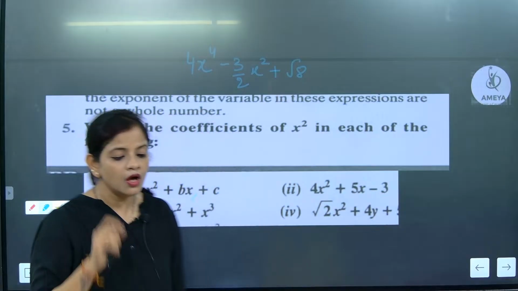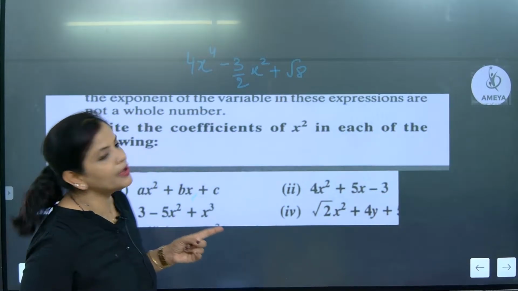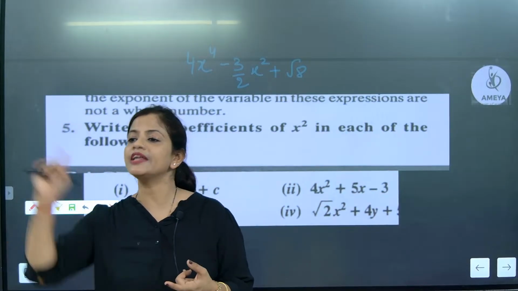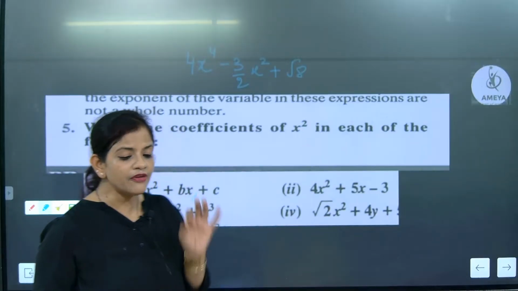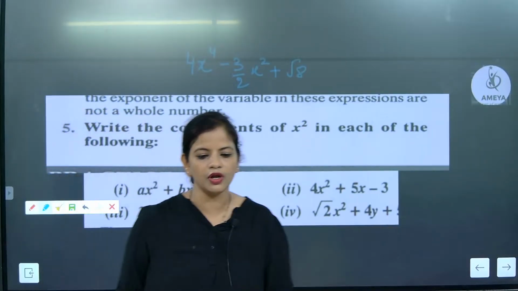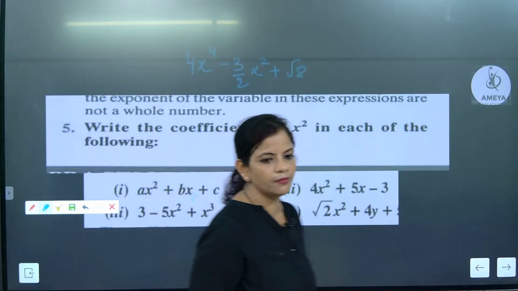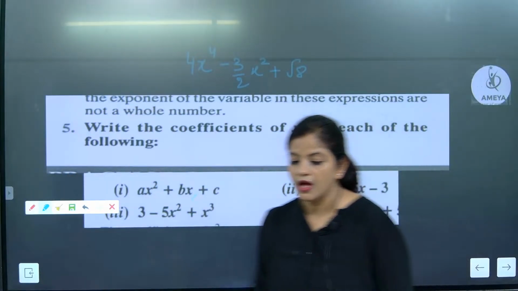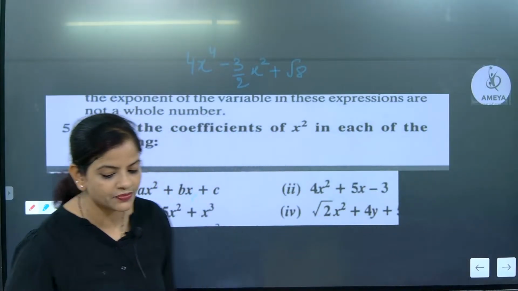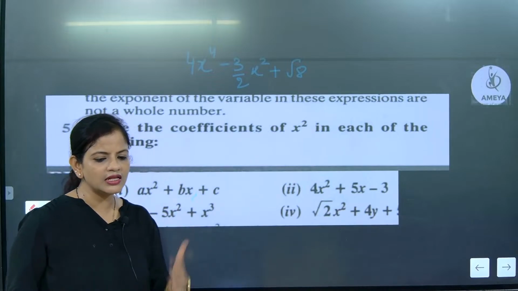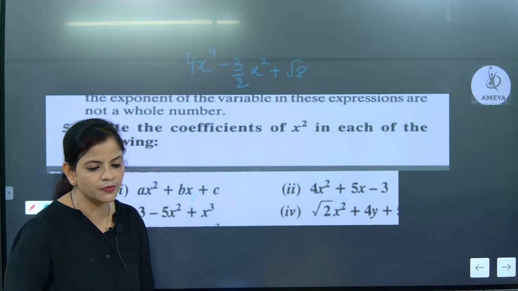Because we know nicely that in a polynomial, the variable degree is a whole number. But if the variable degree is not a whole number, then it is a problem. But here, yes, it is a polynomial. Absolutely correct. Children, keep on answering the question as fast as possible.